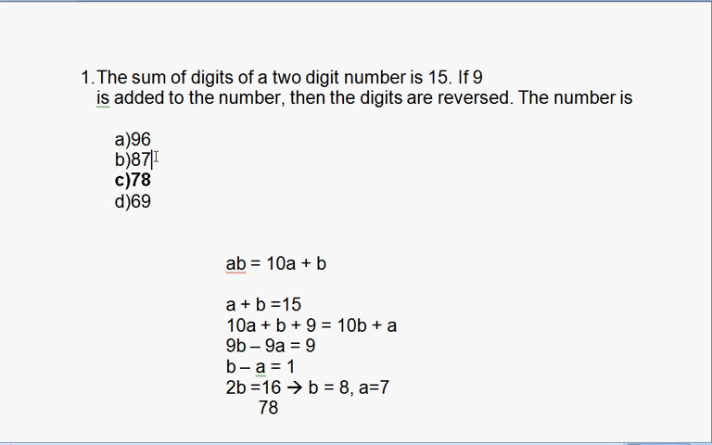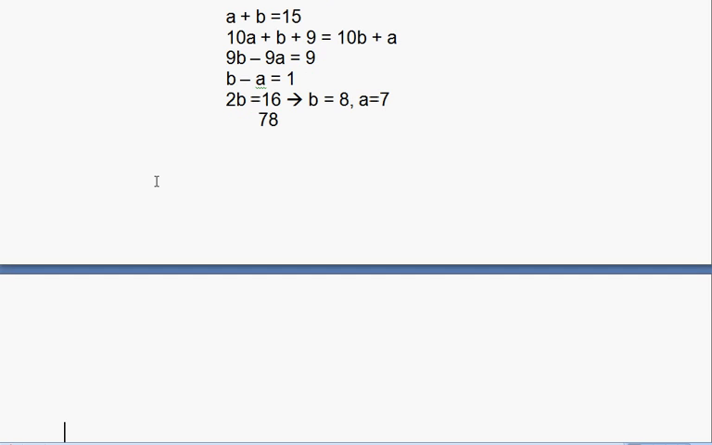If we add 9 to this, it would become 96, which is again not the reverse of the digits. If we add 9 to this, it would become 87, which is the reverse of the digits. So this is the right answer even by using options. By using options, it would take you around 30 seconds to do this question. So the preferred way is to use the options. Let's go to question 2.